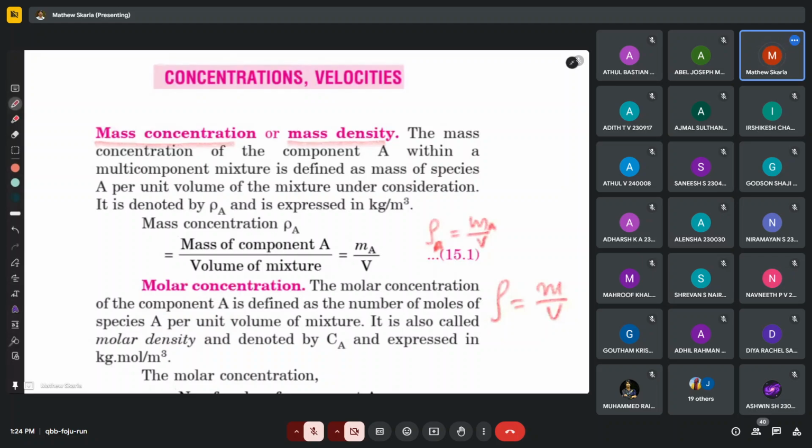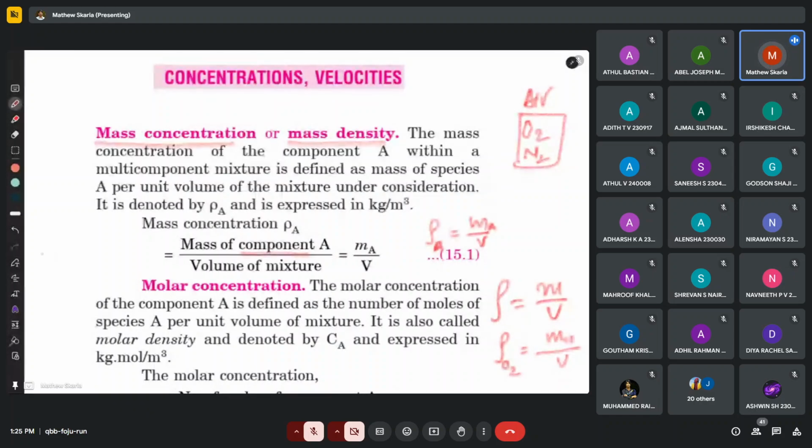But in a mixture, there are many components. For example, if we take air as the fluid, air contains oxygen, nitrogen, and other gases like argon, helium, etc. The major constituents are oxygen and nitrogen. So the mass density of oxygen, that is rho O2, is equal to the mass of O2 divided by the volume occupied. That is the mass of the component in the mixture, the mass of the component A divided by the volume.